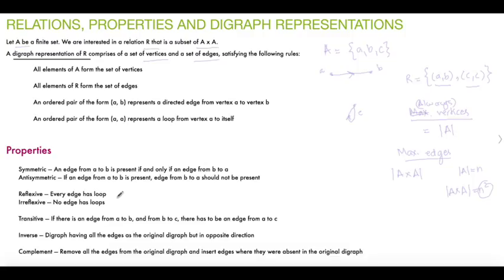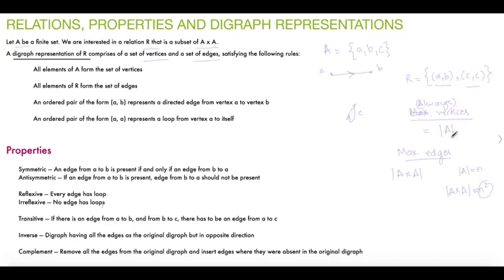It is irreflexive if no vertex has a loop. It is transitive if, whenever there is an edge from A to B and from B to C, the edge from A to C is present. The inverse digraph has all the edges of the original graph but in the opposite direction, so we flip the direction of each edge. For the complement, we remove all the edges from the graph and put all the edges which were not present in the graph, all the other possibilities basically.